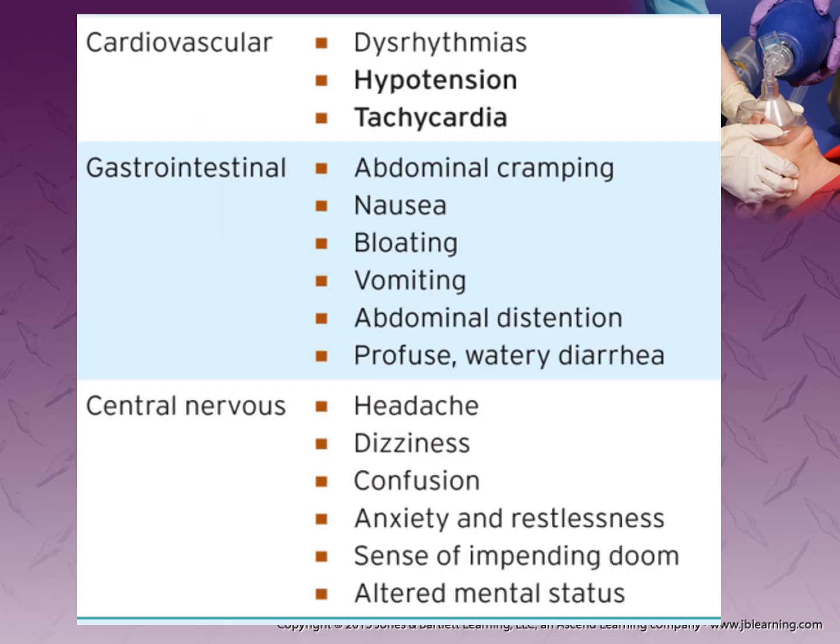Hypotension, tachycardia. They could get dysrhythmias. I think that we're dealing with PVCs and such. GI problems, and then central nervous system is going to be confusion and dizziness. That could be because of a low blood pressure, and it could be an H3 receptor site.